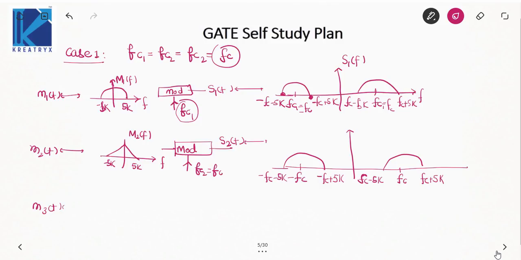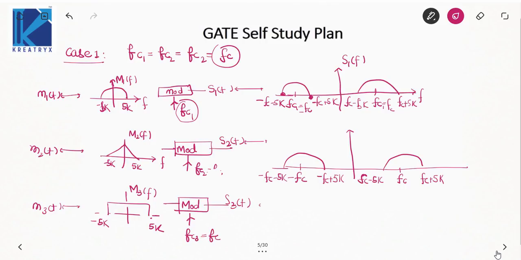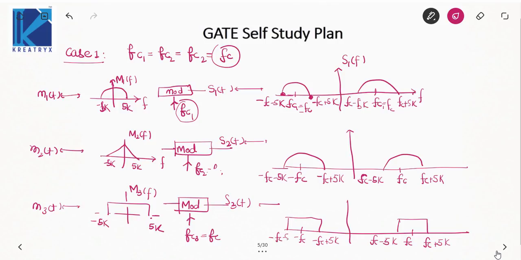Similar discussion can also be done for the third message signal. So the shape was somewhat rectangular, so I'm drawing it like this. So this is M3(f), this is also passed through the modulator, and it is also modulated by a carrier FC3 equal to FC. We are getting third modulated signal S3(t), and the spectrum is coming out like this, from FC to FC plus 5K, FC minus 5K, minus FC plus 5K, minus FC minus 5K, and this is our S3(f) versus f, and this is S2(f) versus f.